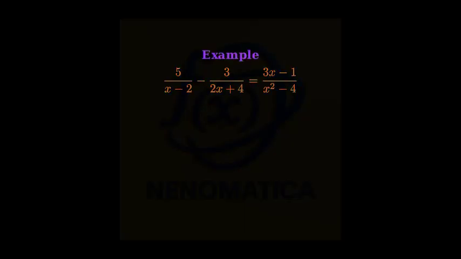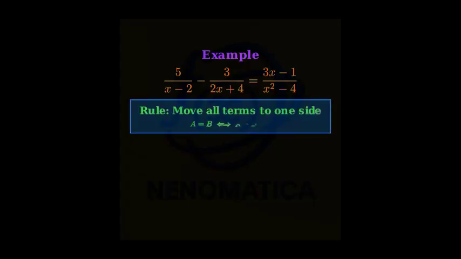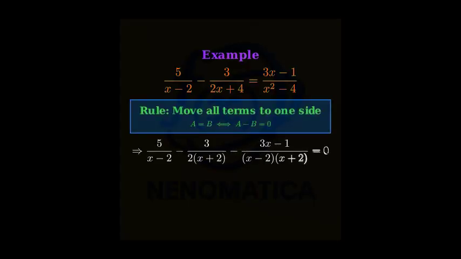Let's look at our example. Our problem is to solve the equation 5 over x minus 2 minus 3 over 2x plus 4 equals 3x minus 1 over x squared minus 4. Let's start by moving all terms to the left side of the equation, making the right side equal to 0. We'll subtract the term 3x minus 1 over x squared minus 4 from both sides. This gives us 5 over x minus 2 minus 3 over 2x plus 4 minus 3x minus 1 over x squared minus 4 equals 0.